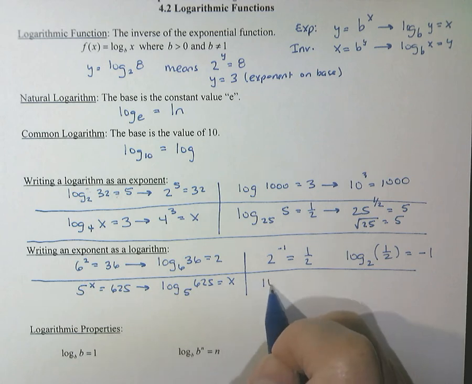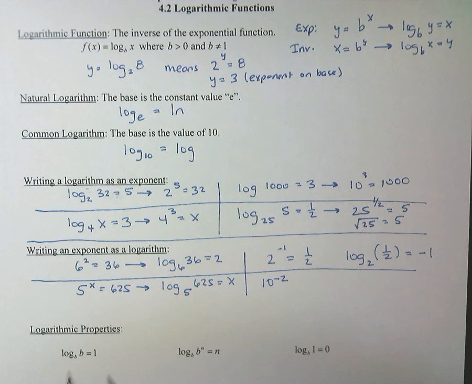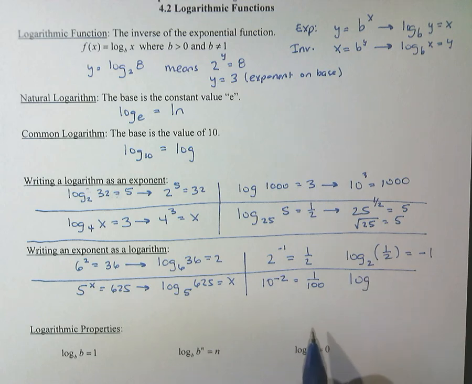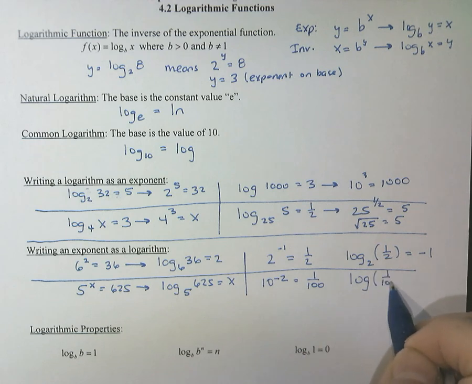And I could do another negative exponent. 10 to the negative 2 is equal to 1 over 100. So this is a common logarithm. I don't need to write the base. Log base 10 of the value 1 over 100 equals the exponent.